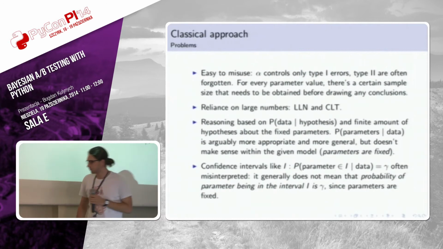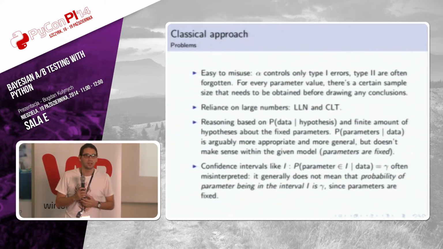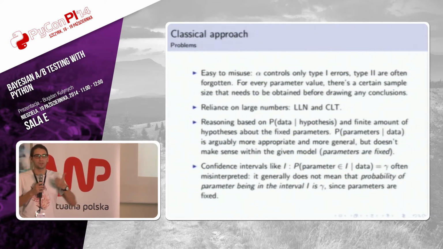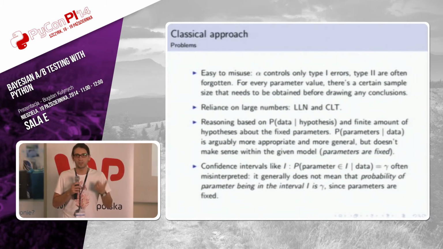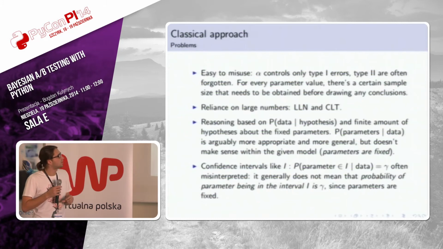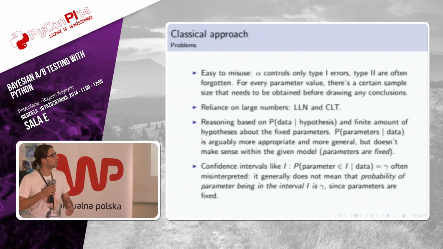Okay, so what do we have? First, we rely on large numbers. We rely on the central limit theorem and the law of large numbers. That's one thing. Also, you always have to remember about two types of errors, type 1 and type 2. Type 1 is controlled by this alpha, which we, for example, set to 95. And type 2 is called the power of the test. It depends on the amount of data, and you need to obtain more data to have less error of type 2. Okay, and one important thing.